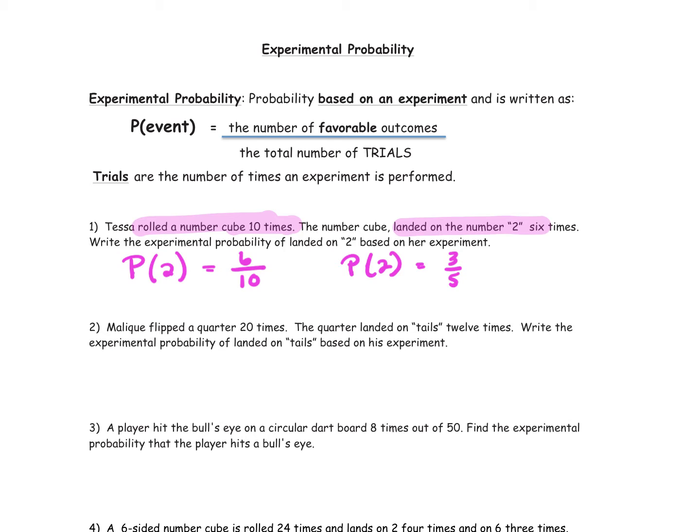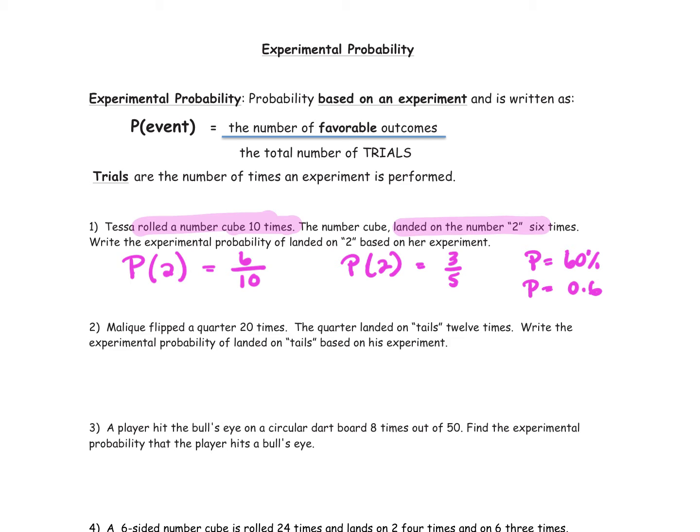So let's look at the second one, and then you'll try the third one on your own. Malik flipped a quarter 20 times. The quarter landed on tails 12 times. Write the experimental probability of landing on tails based on his experiment. And by the way, let me briefly go back to the one before. We could also write this as a percent. We could say the probability of landing on 2 was 60%, or we could say the probability of landing on 2 was 0.6. We can write it in decimals, fractions, or percents.